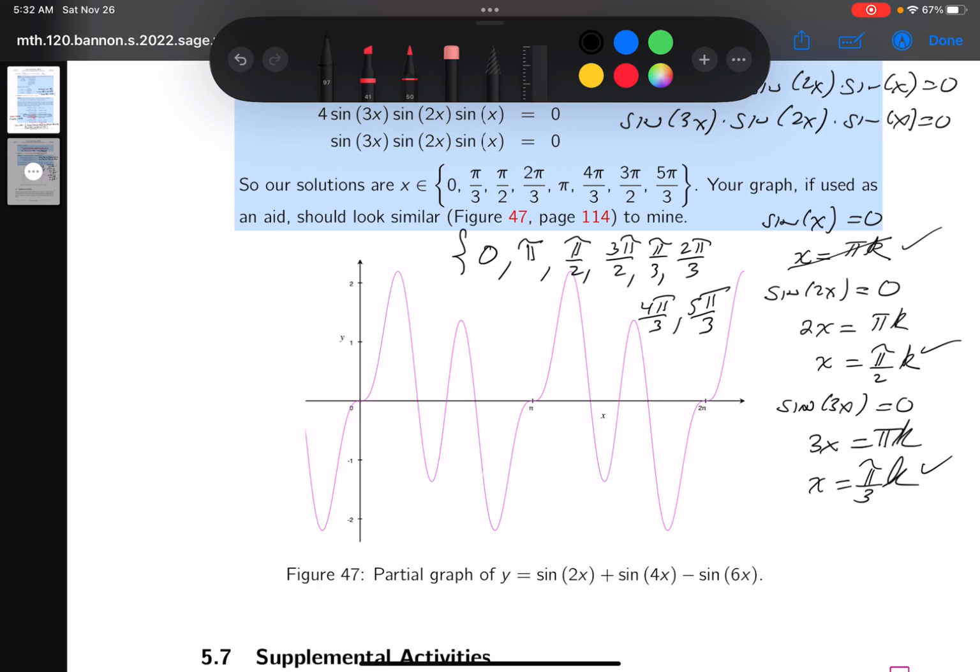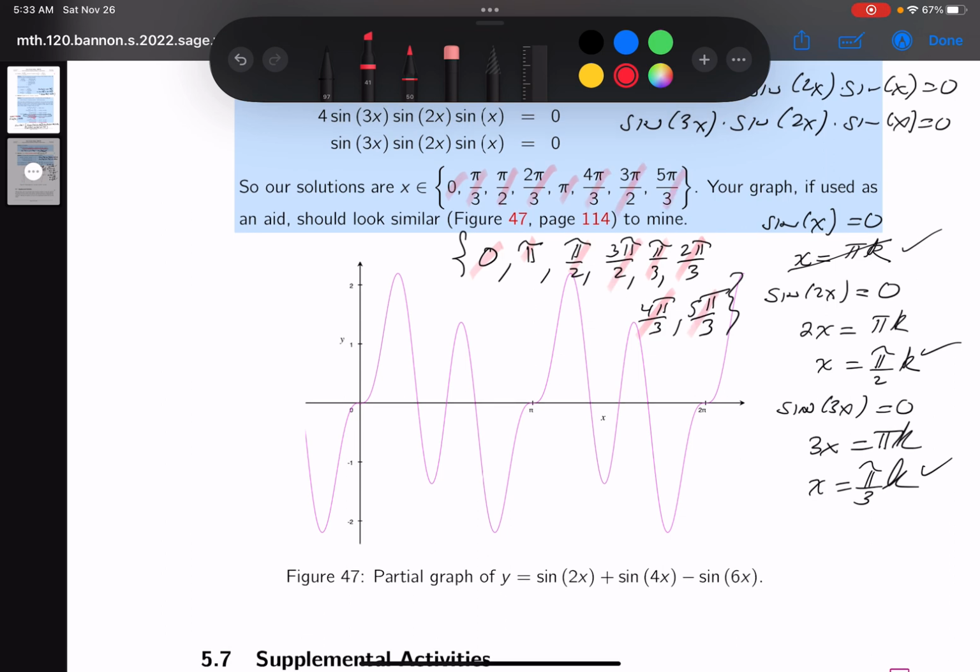All right, let's take a look at what we got over here. Let's see if we have all the answers we need. All right, I'm going to close it out over here. Oops, sorry about that. I'm going to highlight these answers now. 0. Let's see, pi over 3. I'm seeing that there. Pi over 2. I'm seeing that there. 2 pi over 3. I'm seeing that there. I'm seeing the pi. I'm seeing the 4 pi over 3. I'm seeing the 3 pi over 2. And I'm seeing the 5 pi over 3.